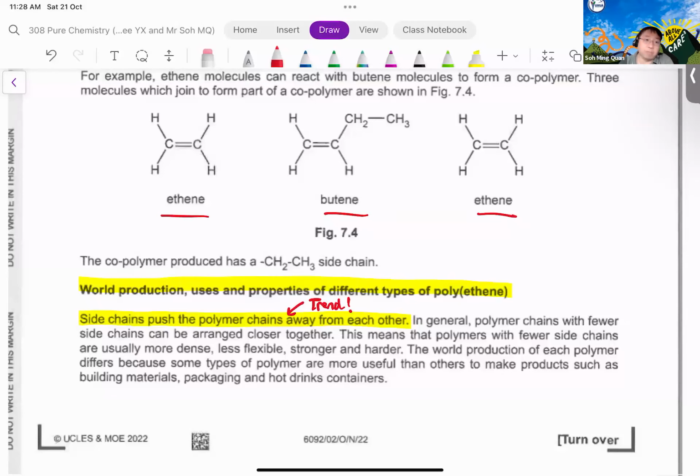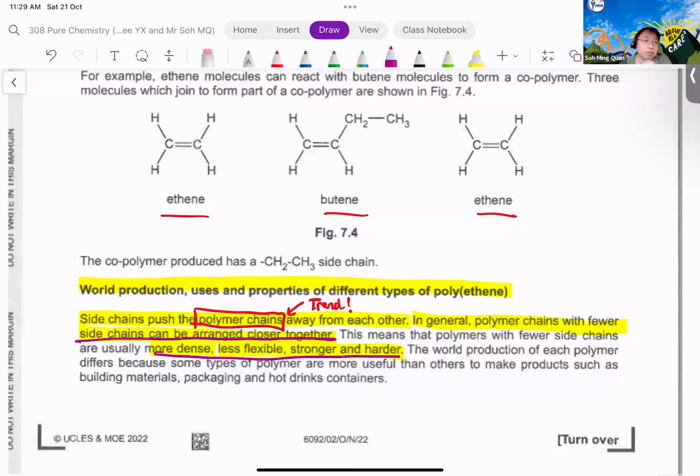This sentence is really important. Side chains push the polymer chains away. That means your answer later on must have polymer chain in it. How can you use different words? Next, in general, polymer chains with fewer side chains can be arranged closer together. That's why they are more dense, less flexible, stronger, and harder. These are linked. So the examiners were very frustrated while marking, because they didn't know why the students didn't find the answer. The answer is here. What I just highlighted is the answer later on.